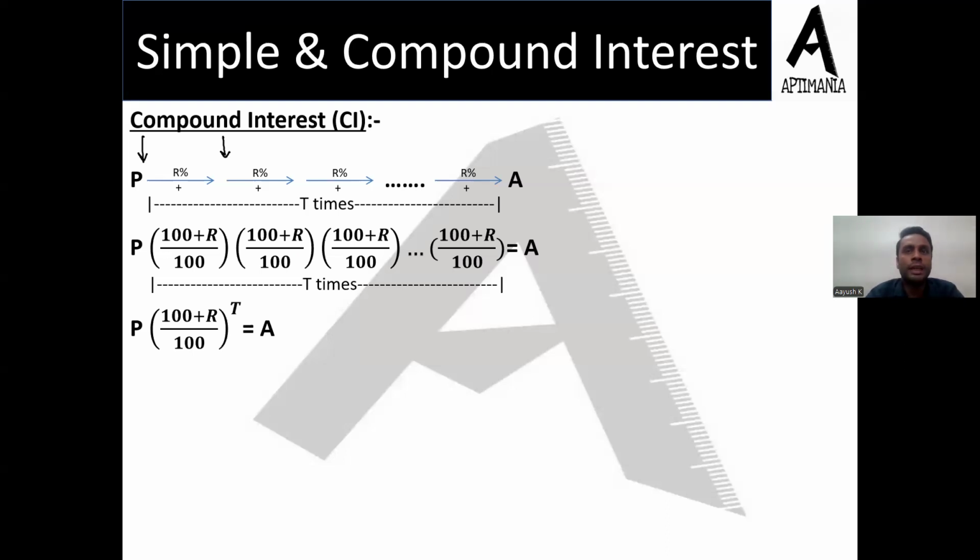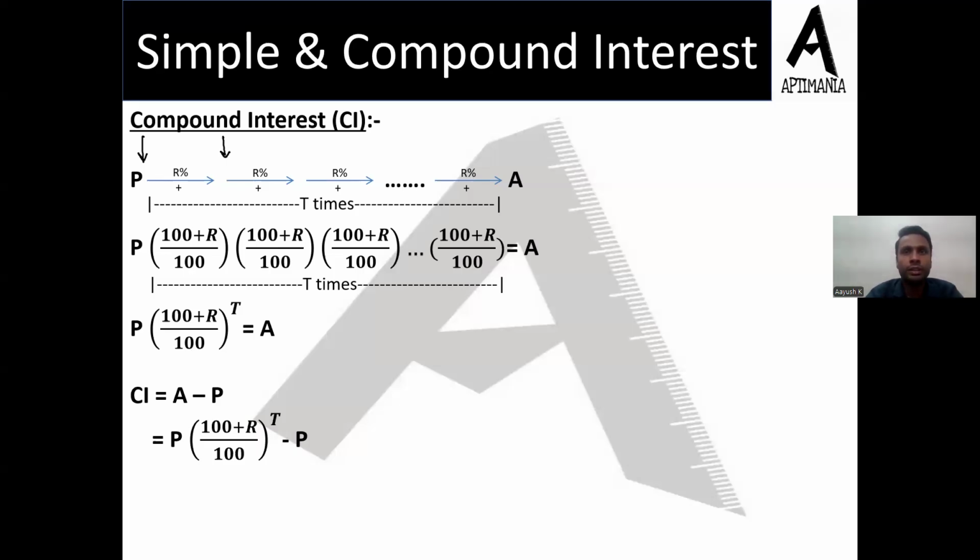ये फॉर्मूला आपने मुझे बताया था कंपाउंड इंटरेस्ट के लिए. Getting it? ये अमाउंट का फॉर्मूला है. मैंने आपसे कंपाउंड इंटरेस्ट का फॉर्मूला पूछा था. अब इंटरेस्ट निकालना है तो what I do is I subtract principal from amount. So I have CI equal to A minus P, which is P (100 plus R upon 100) की पावर T minus P. So this is the correct formula for calculating compound interest.